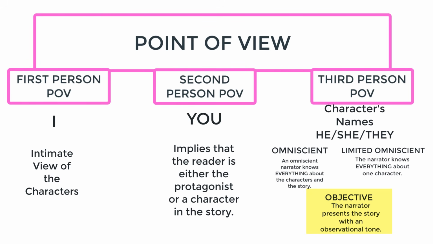The third person objective point of view puts the reader in the position of a voyeur, sort of eavesdropping on a scene or the story. Because the narrator reports the events that are taking place without knowing the motivation or thoughts of any of the characters, the reader knows little about them or what drives them.